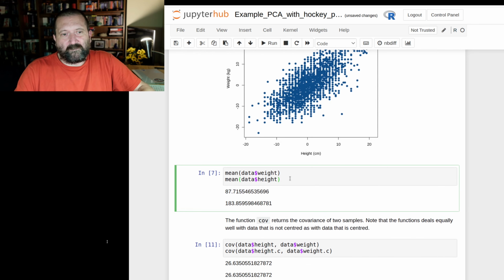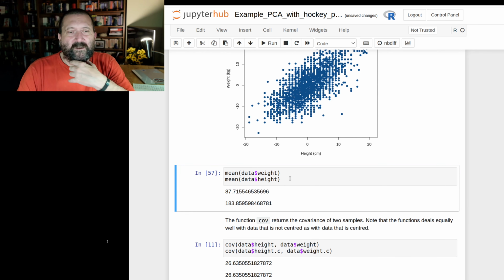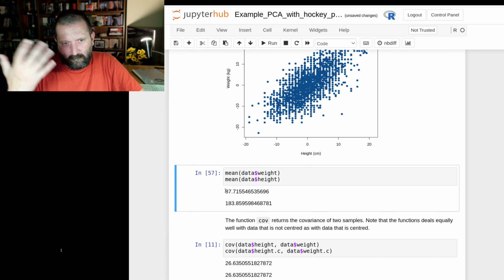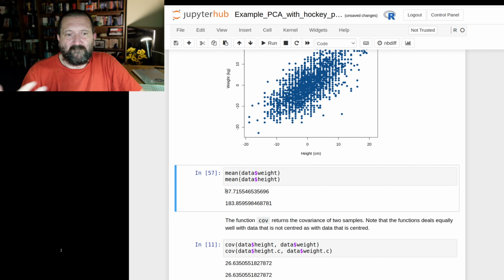By the way, if I represent the mean weight and height, I get these values. So for all these players that we have, the mean weight is around 88 kilos and the mean height is around 1.84 meters.